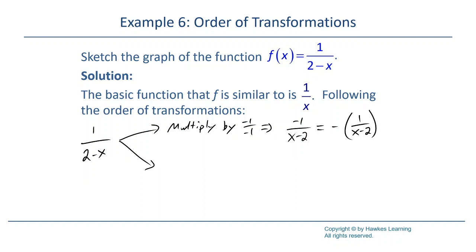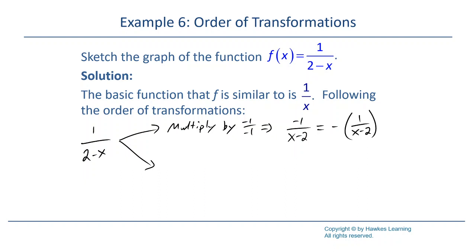So now it looks like a horizontal shift of 2 to the right with a flip over the x-axis.